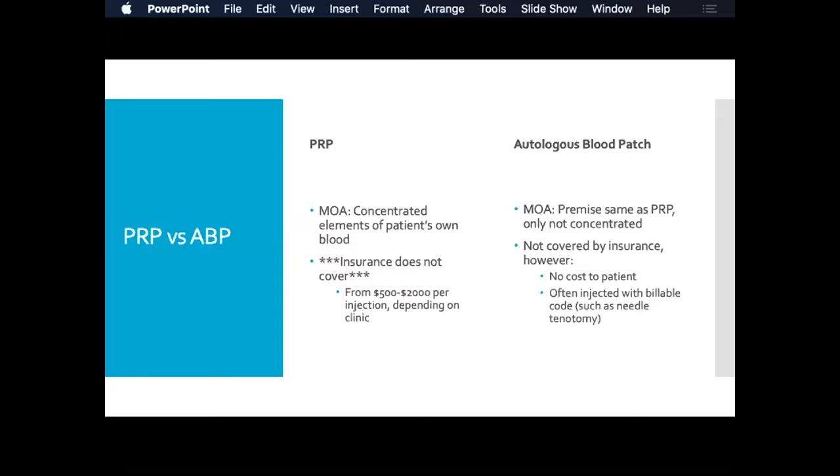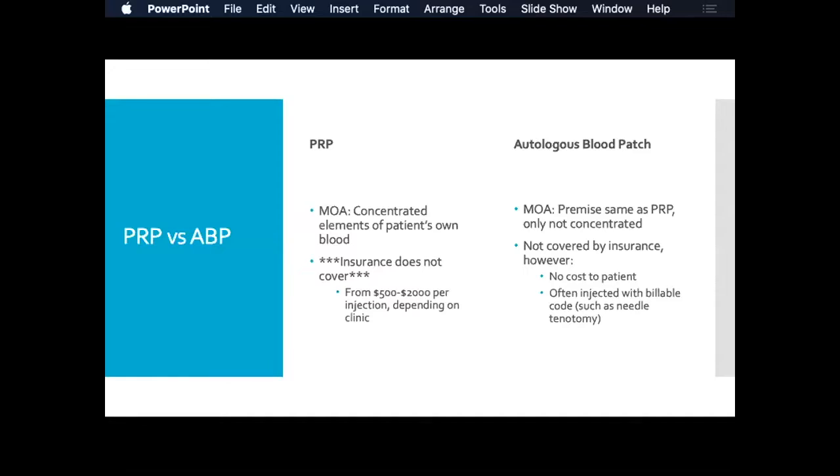Particularly, for instance, in osteoarthritis, it works better than Synvisc-type injections for osteoarthritis. However, it's pretty expensive per injection. It can be 500 to 2,000 depending on what clinic you're going to.